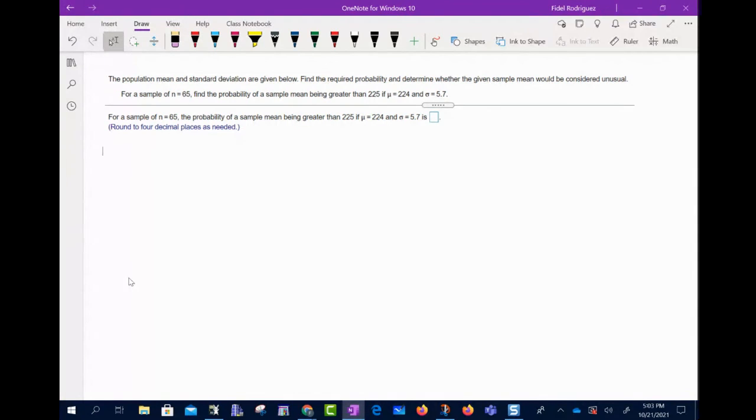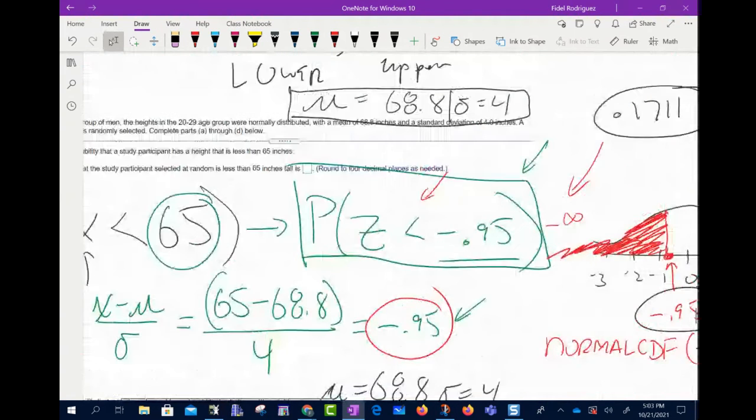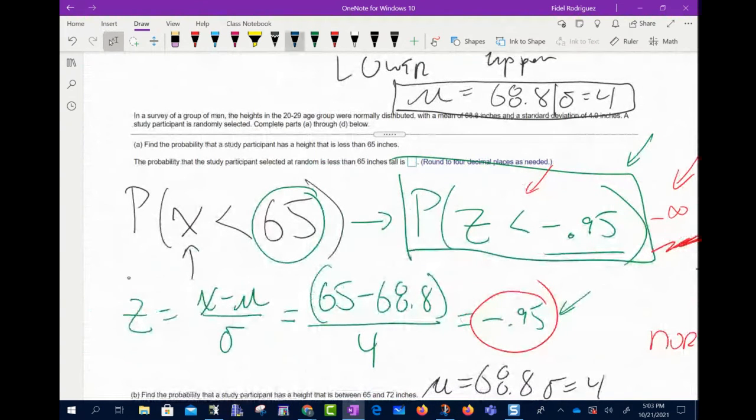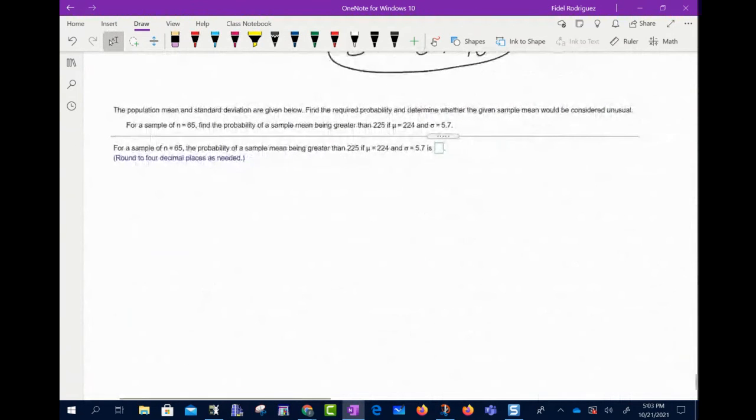So the main difference in 5.1, 5.2, and 5.3 is that in those problems we picked a person, right? Remember when we did this problem about the men and their height, and it was: what was the probability that a participant, so one person, had a height less than 65? That's the kind of stuff we're doing in 5.1, 5.2, and 5.3. What we're doing in 5.4 is we're saying, you know what? Instead of taking one person, we took 65 people and we took the average of their heights. And that's what we're doing here.